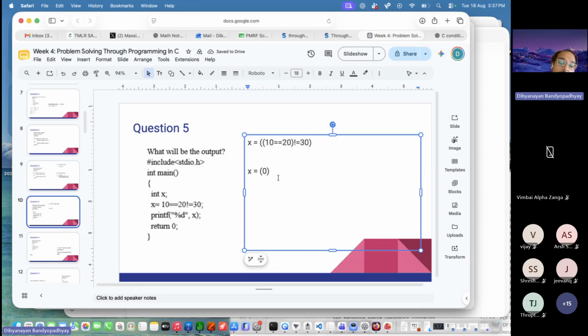And then it will be not equal to 30. So 0 not equal to 30. Is it true or not? It is definitely true. So this expression will evaluate to true. True means 1. So that value will be assigned to x. So x is 1, and if you print the value of x in the printf statement, it will print 1. So this is how the whole thing is done. Any questions regarding this?